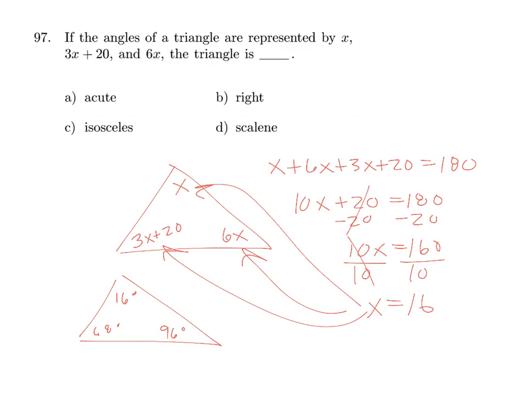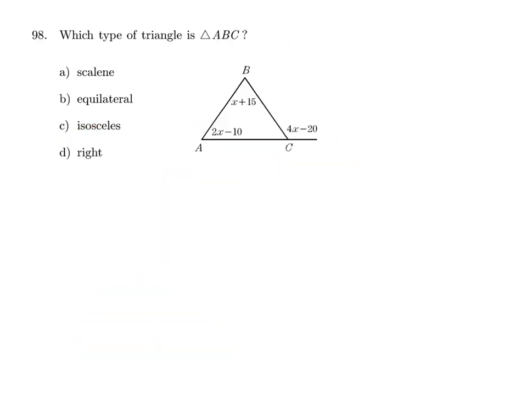It has an angle that's greater than 90 degrees. That makes it obtuse. That's not an option here. It's definitely not right, and it's definitely not acute. It's definitely not isosceles. All the angles have different measures, so all the sides must have different lengths, which makes it scalene. Done.